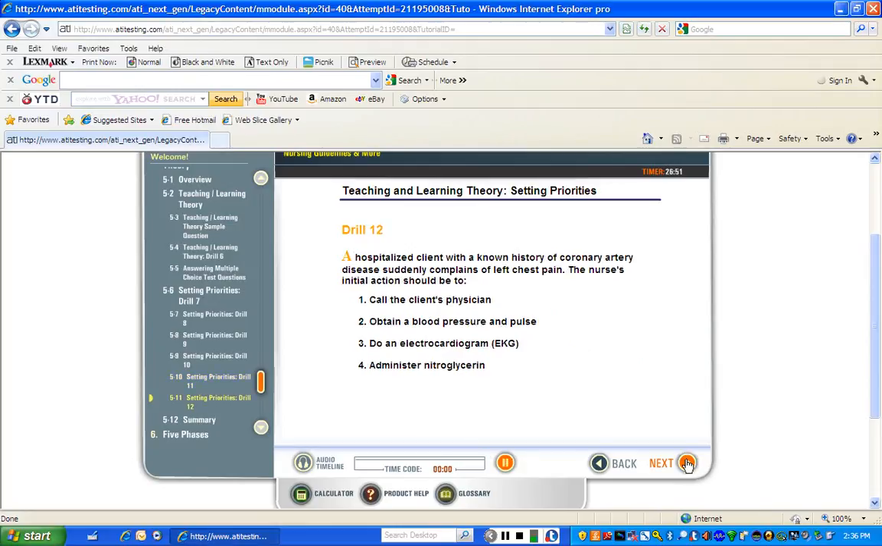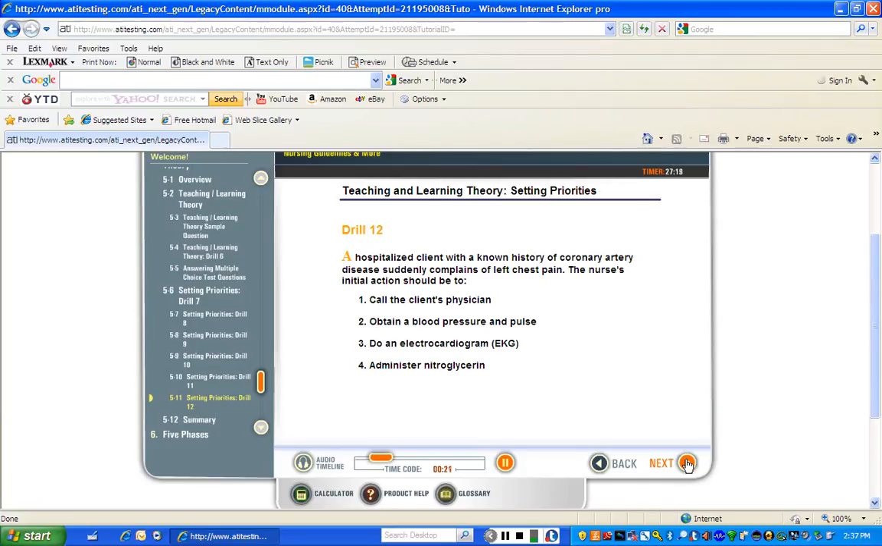Here is another sample question where you will practice eliminating distractors using the priority setting strategies. Let's separate the case scenario from the stem of the question. The case scenario tells us, a hospitalized client with a known history of coronary artery disease suddenly complains of left chest pain. The stem of the question asks, the nurse's initial action should be to.